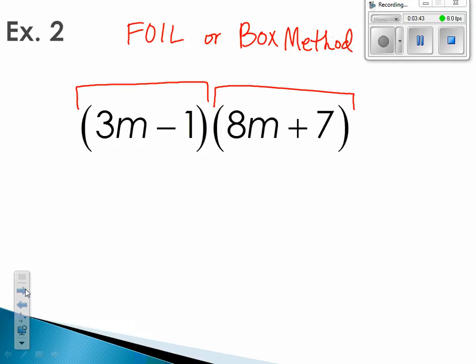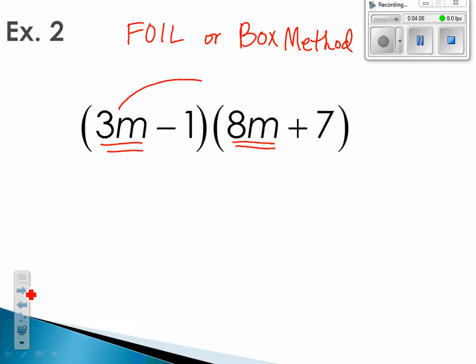Let's do the FOIL method for this one. First, outside, inside, last. So if we're going to multiply the first term in each set, 3m is listed first in this set, 8m is listed first in this set. So 3m times 8m, 3 times 8 is 24. M times m is m squared. Okay, that's my first.